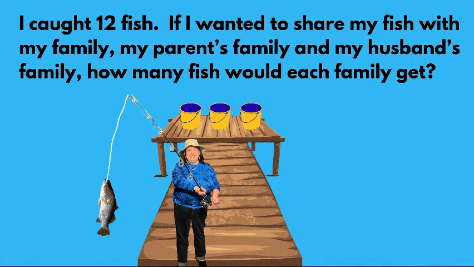I caught 12 fish. If I wanted to share my fish with my family, my parents' family, and my husband's family, how many fish would each family get? But how do we solve this problem with only one number? I only see a 12. Well, we know that the other number should be a 3 because 1 bucket goes to my family, 1 bucket goes to my parents' family, and the other bucket goes to my husband's family.